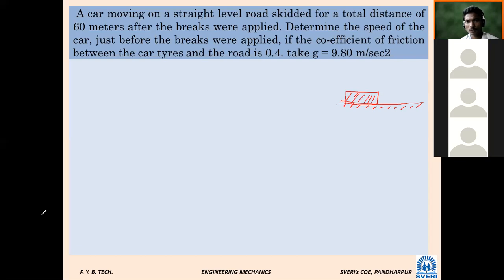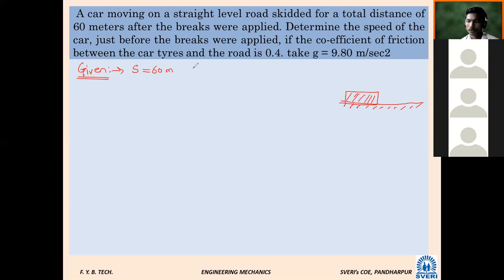For what distance was it skidded? 60 meters. So shall I write 60 here as U? Displacement? No, it is skidded for a distance of 60 meters. S is equal to 60 meters. Now give attention.